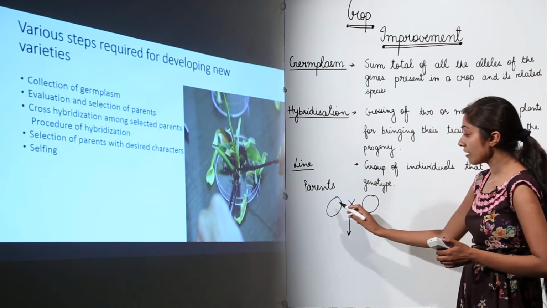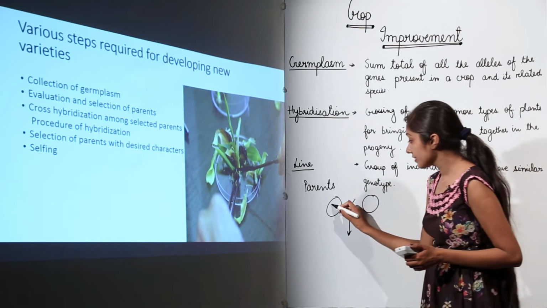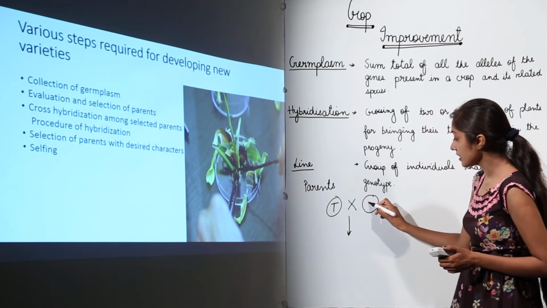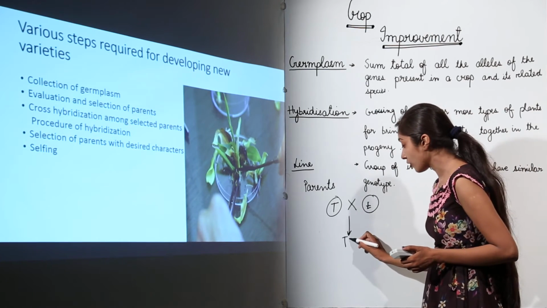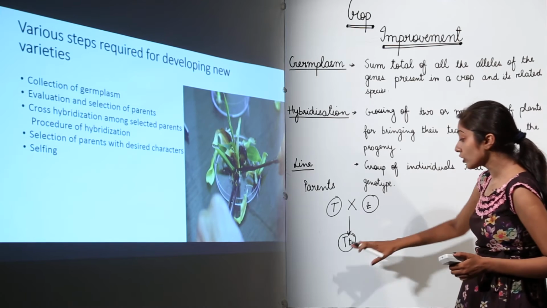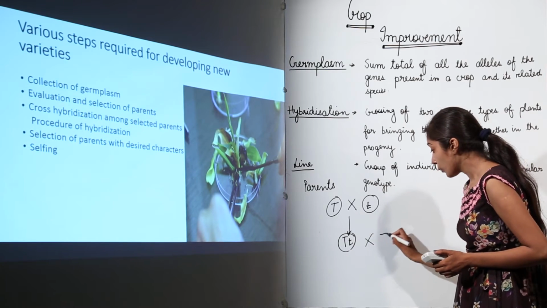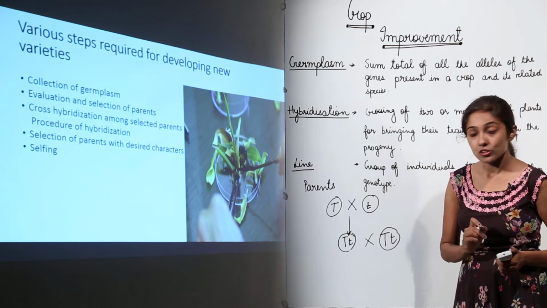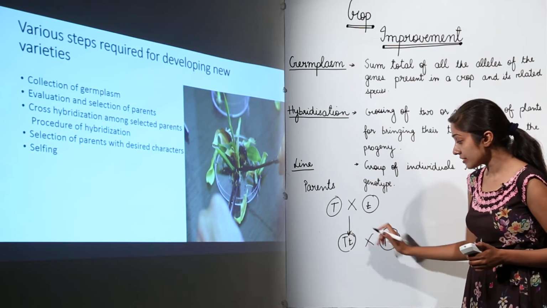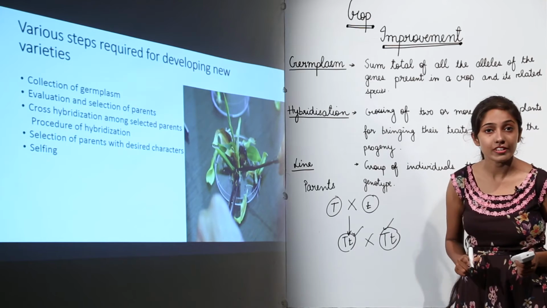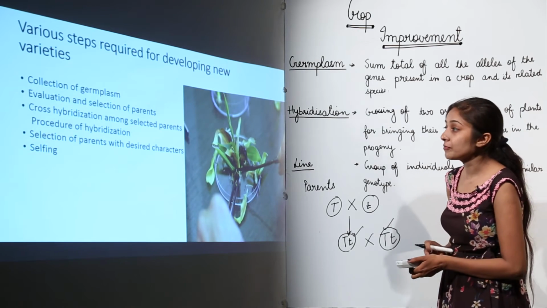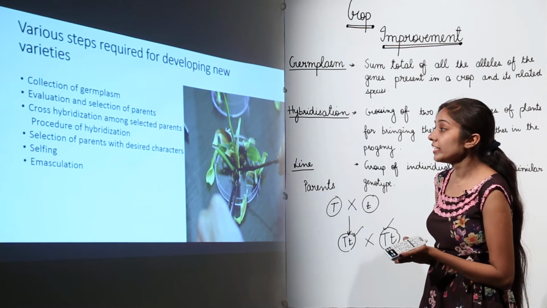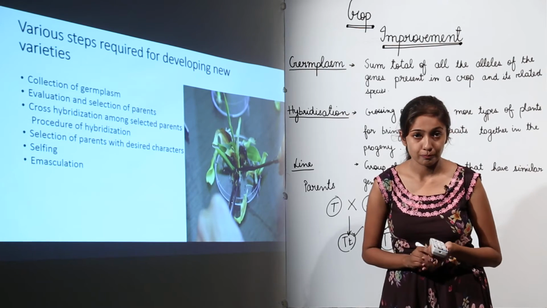For example, we have crossed the parents, say capital T and small t, and we have this progeny. Now when we cross this with the same, this means we are doing selfing. So crossing with each other means we are doing what? We are doing selfing. So selfing is very important. After selfing, we need to have emasculation.